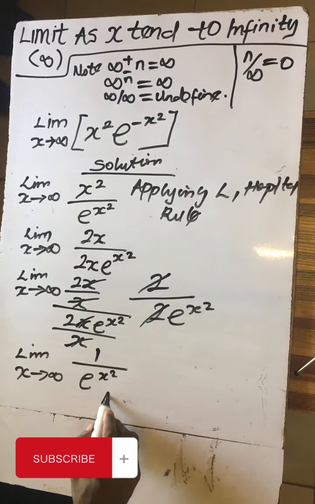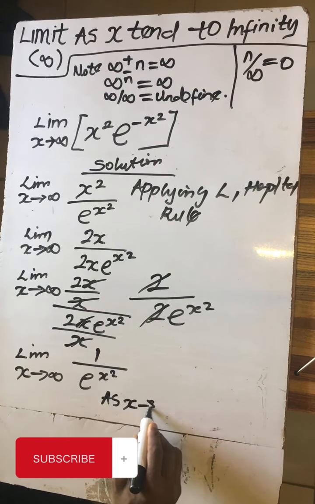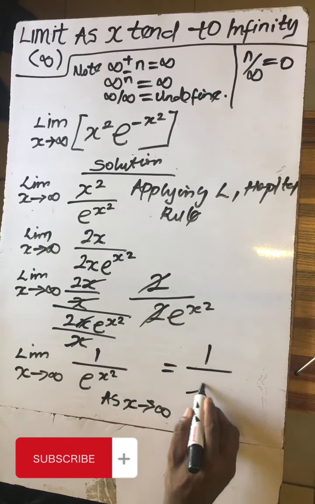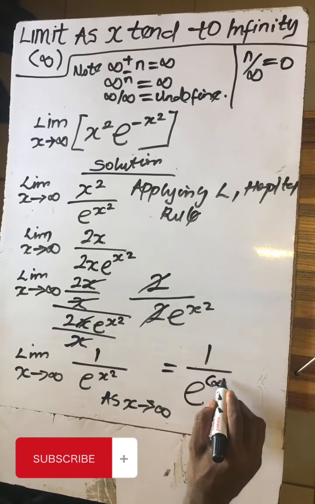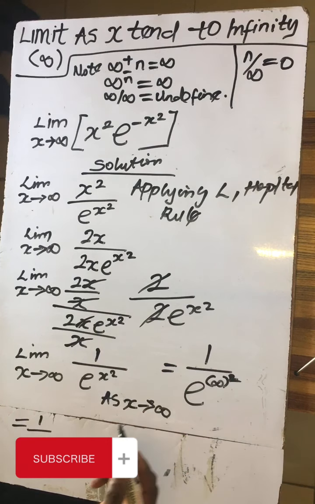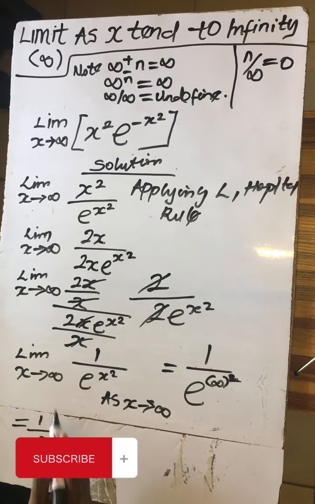So here as x tends to infinity, we have equal to 1 over exponential infinity squared. So when we have exponential infinity squared, our answer should be equal to 1 over exponential raised to the power of infinity, which gives infinity. So a constant divided by infinity here, we have 0.